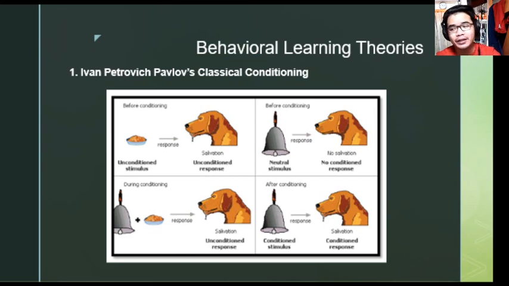And then, at one point, tinanggal niya yung meat at yung bell na lang. So, what happened? Nagsalivate yung dog. Ibig sabihin, nagkaroon ng pagbabago sa behavior niya kasi yung neutral stimulus, yung bell, nung una, hindi siya nagsasalivate. Pero ngayon, narinig niya lang yung bell, meron ng salivation. Okay, so nagkaroon ng change in behavior. And that behavior is observable. So there is a conditioned stimulus and now we have a conditioned response.